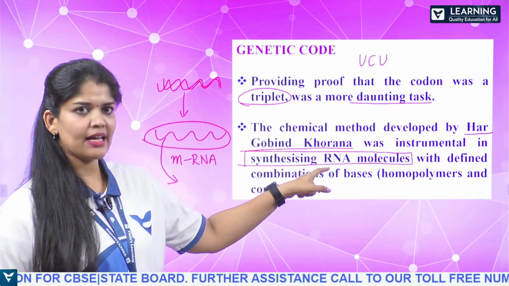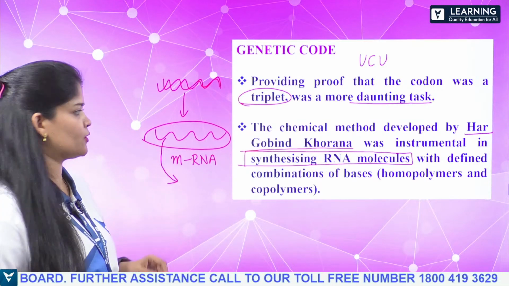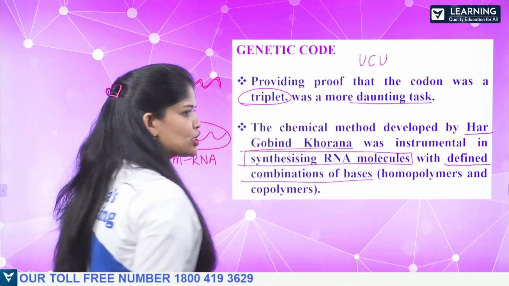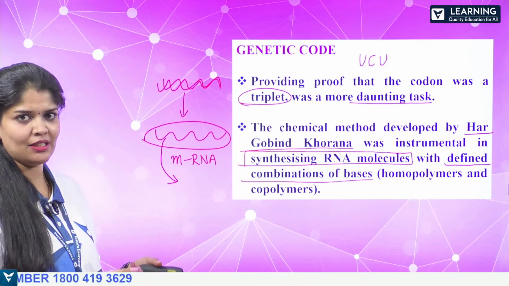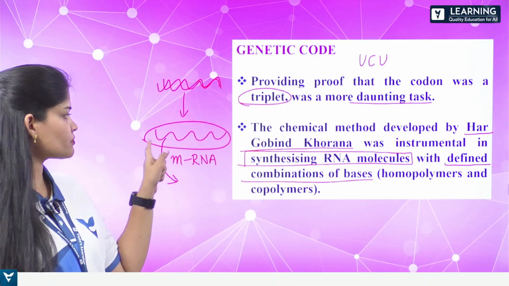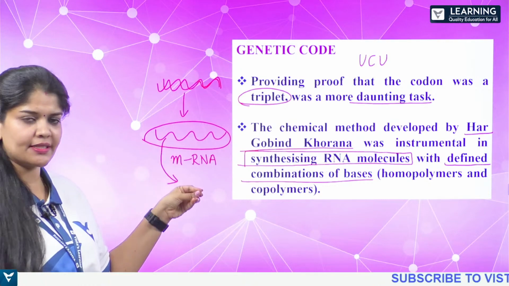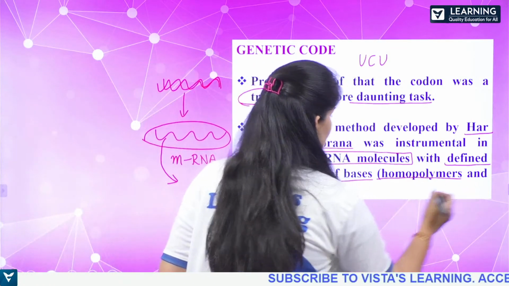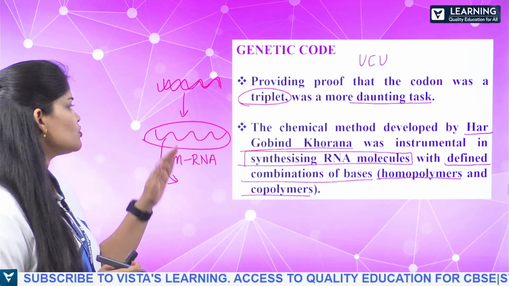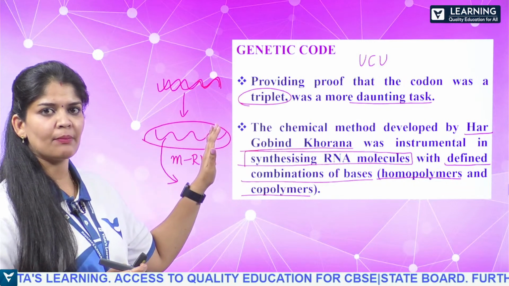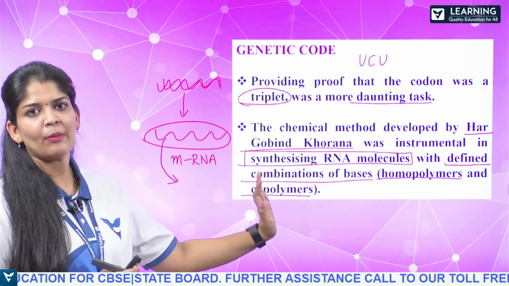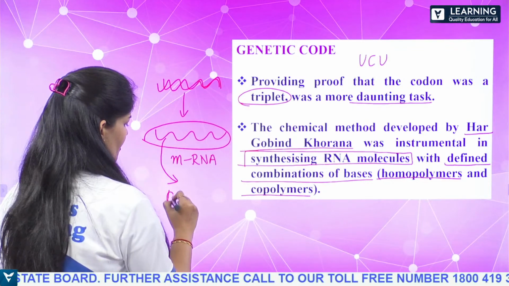So synthesizing RNA molecules, that is mRNA molecules, which defined combinations of, he knows, because he constructed, he synthesized, he knows the combinations of the bases which are coming in the mRNA, which are the nucleotides of homopolymers or copolymers. That combination he knows. Now, by using the combinations of the polymers present on the mRNA, there is a very good chance to decipher the sequence of the amino acids that are going to appear in the protein.